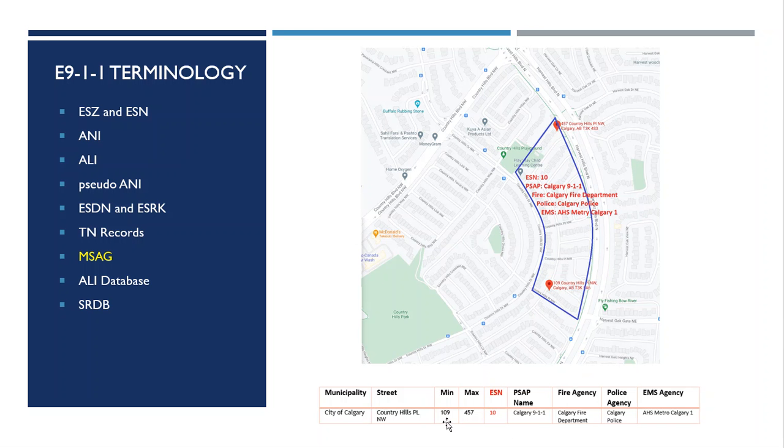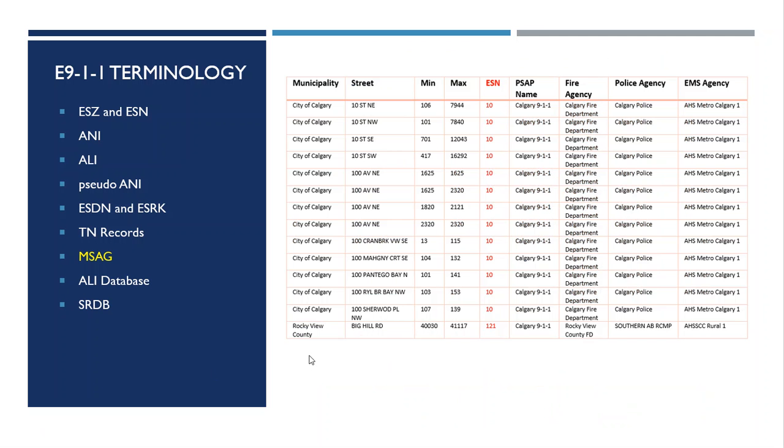throughout this sector. And the starting house number on that street is 109, and the last house number is 457. And the PSAP is Calgary 911, the fire agency is Calgary Fire Department, the police is Calgary Police, and the EMS agency is AHS Metro. The database will have additional detail, but this is the core minimum an MSAG database will have. So this is the street starting number and the maximum house number. This is just a snapshot of a portion of the database for the city of Calgary. So the different street names and different ESNs will be there.